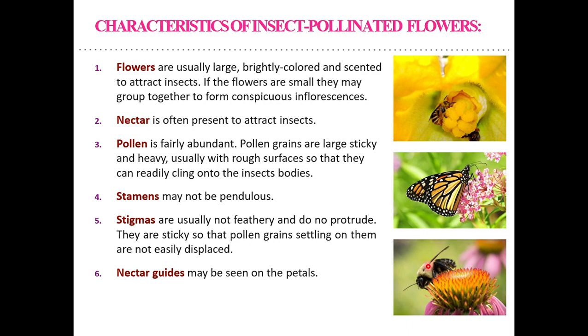And then the stamen may not be pendulous, and stigmas are usually not feathery and do not protrude. And the stigmas are sticky, so that pollen grains can settle on the stigma and not be easily displaced or removed. The nectar guides may be seen on the petals.